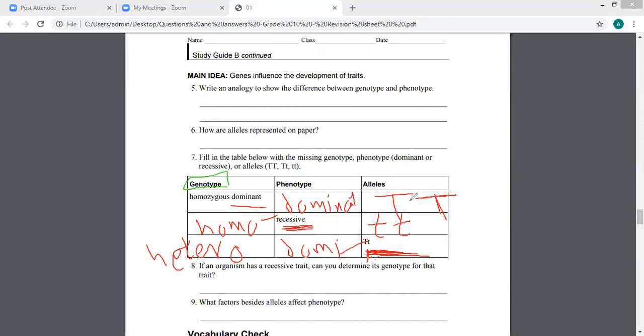Next one. If an organism has a recessive trait, can you determine its genotype for that trait? Yes, I can determine it. They are recessive, so they will be homozygous recessive. It will have two similar letters. Okay, homozygous recessive.